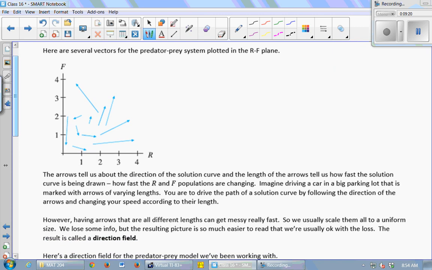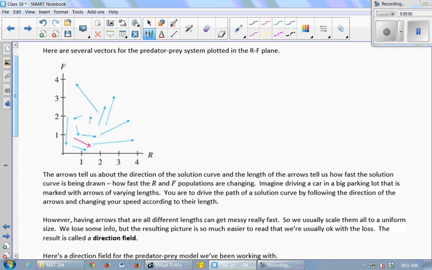So here's a bunch of vectors for the predator-prey system. Okay. So we had done a couple of them. We did (1, 1), which pointed sort of like that, and (3, 4), which was super long and pointing that way. And you can start to see what the solutions might do. It looks like they cycle around in a circle because the vectors are tangent to the solution curve.